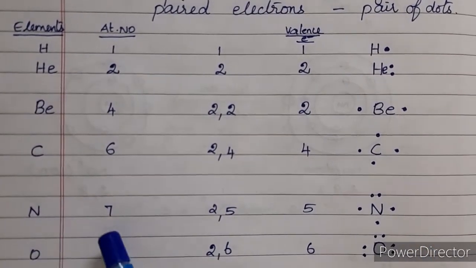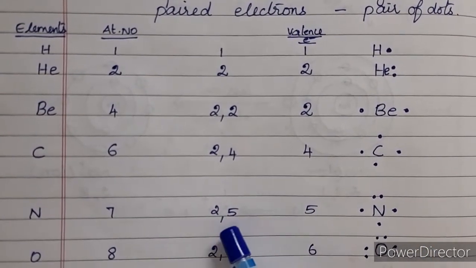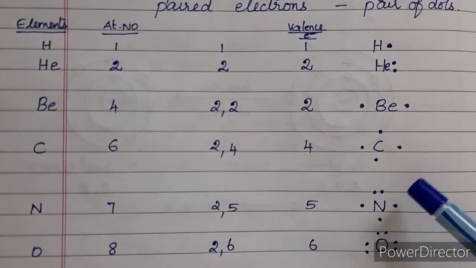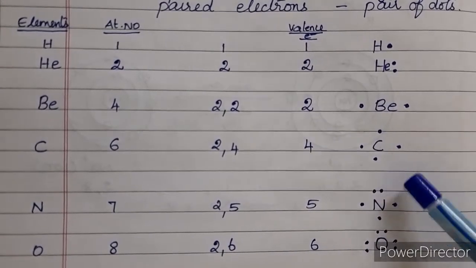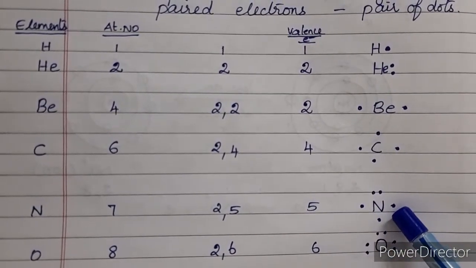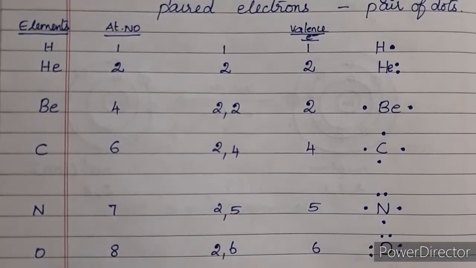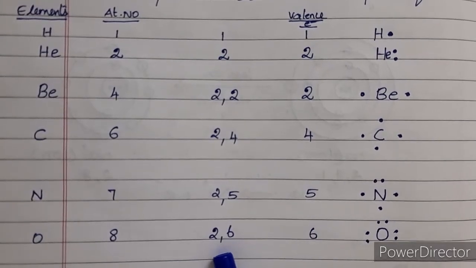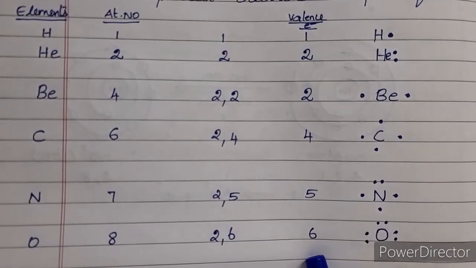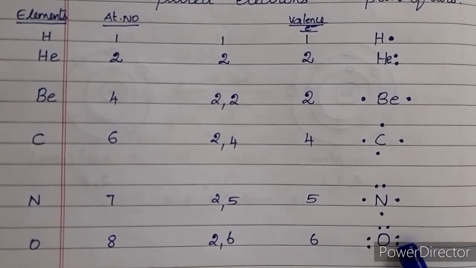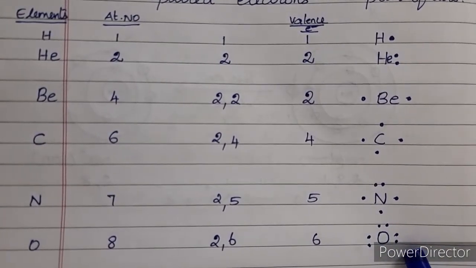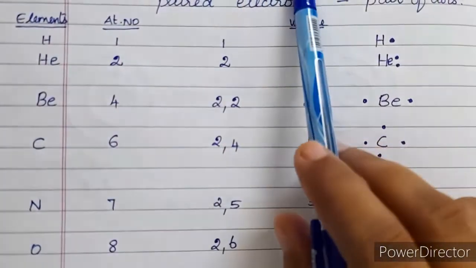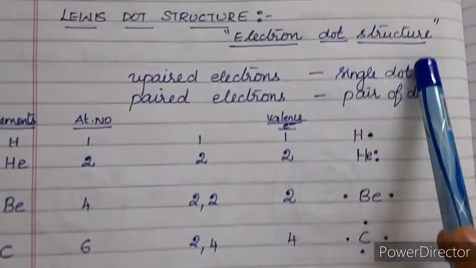Next is nitrogen. Atomic number is 7 and the electronic configuration is 2, 5. So there are 5 valence electrons, and here you have 1 paired electrons and 3 unpaired electrons. So this is how it is represented. Next comes the oxygen. Atomic number is 8 and the electronic configuration is 2, 6. So there are 6 electrons in the valence shell, and you have 3 paired electrons in the outermost shell. So this is how the Lewis dot structure, also called the electron dot structure, is written.